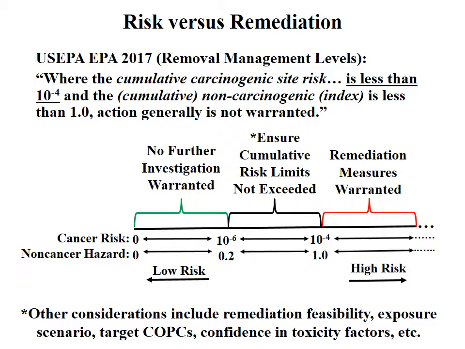Now, if you do exceed these maximum risk limits, other considerations can also be taken into play. It doesn't mean the site has to be cleaned up to meet 10 to the minus 4th risk, all the contaminated soil treated or removed. Sometimes that's just not feasible. This same guidance discusses other considerations, including remedial feasibility, exposure scenario, your target contaminants of potential concern, your confidence in toxicity factors. All these elements can be taken into consideration both when setting your final cleanup target risk and also in developing action levels, because action levels again are based on some target risk, but it doesn't always have to be 1 in a million.